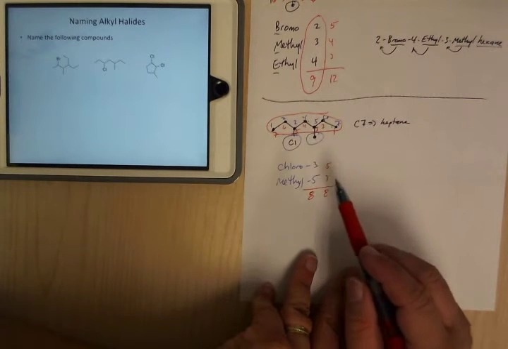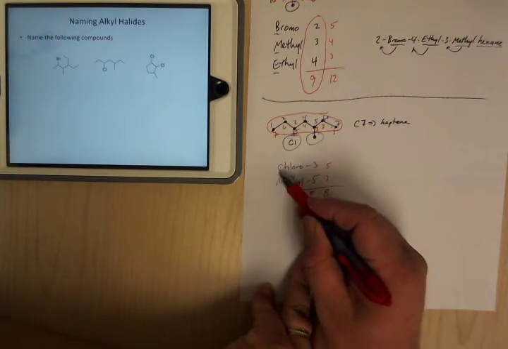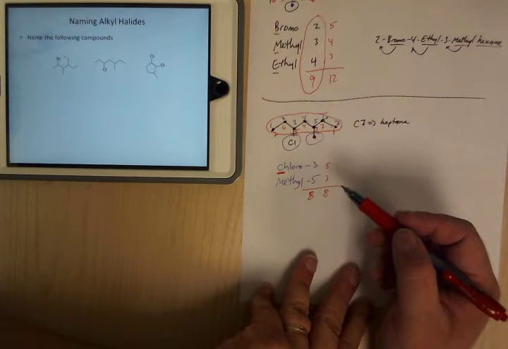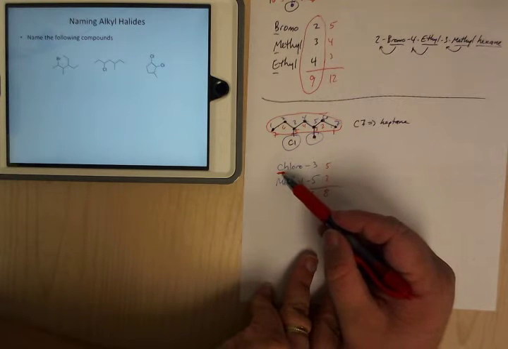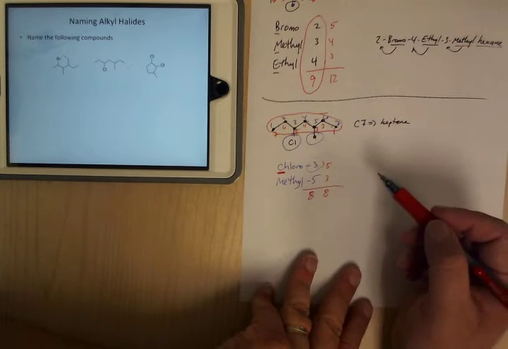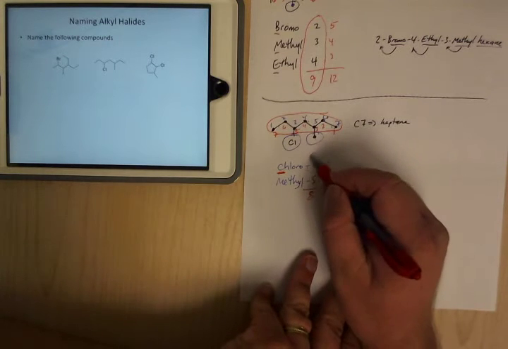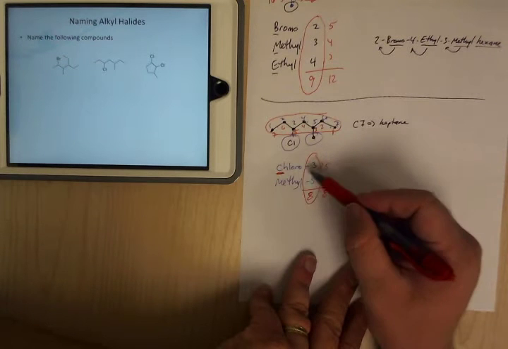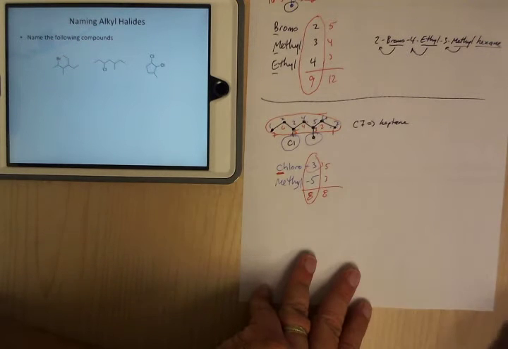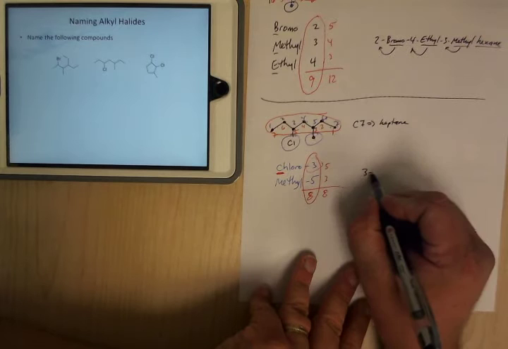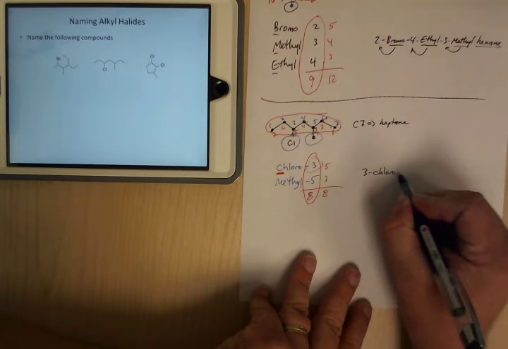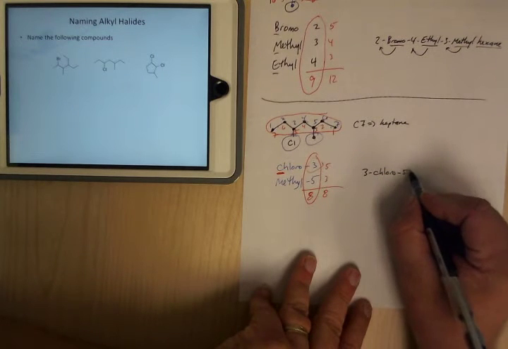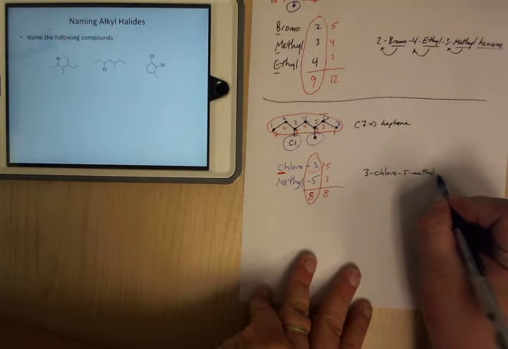In that case, the first alphabetically gets the lowest number. So we're going to end up choosing that guy there. The first alphabetically gets the lowest number. So it ends up being 3-chloro-5-methylheptane.